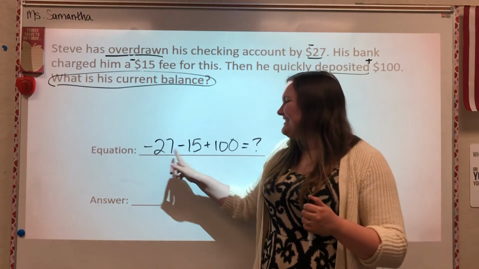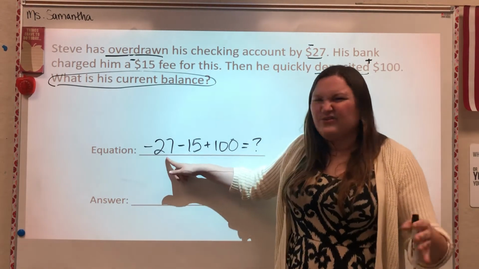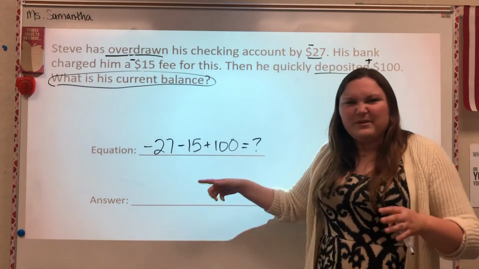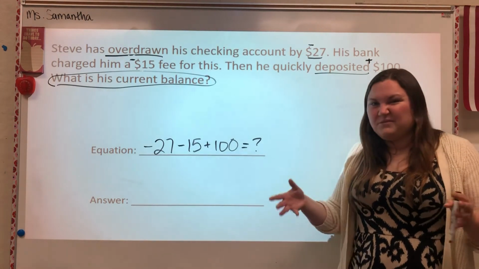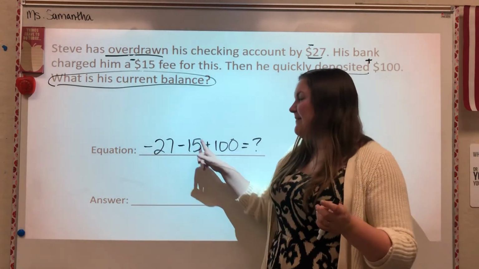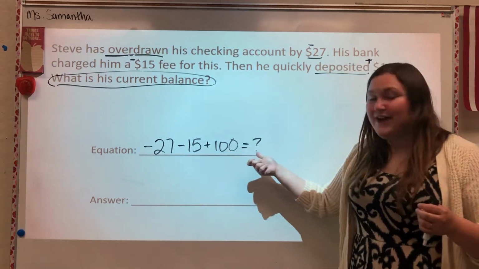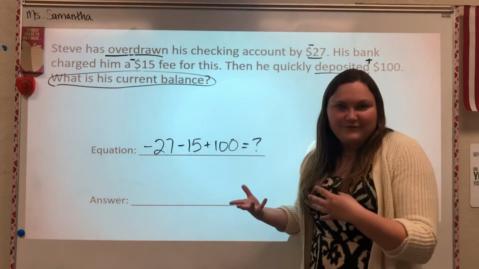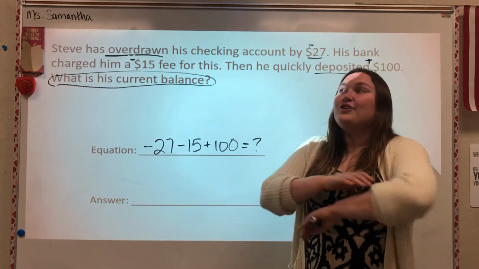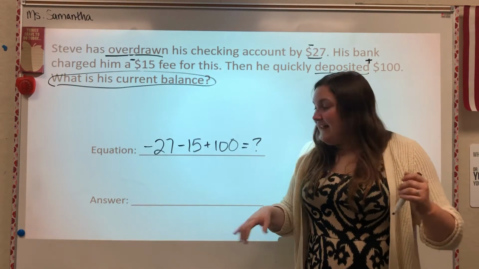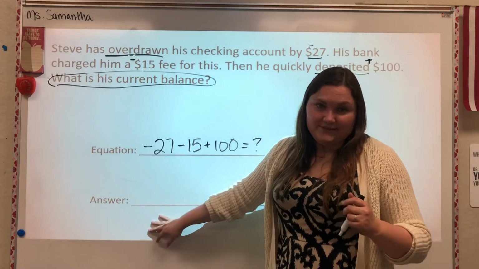You can look at 27 and 15 and say, well, 27 is close to 30. 15, we could maybe go up to 20. 30 plus 20, that's $50. He owes about $50. He's got $100, he's going to have money left over, which means it'll be positive. Just based on that, that helps you get an idea of what the answer should look like.